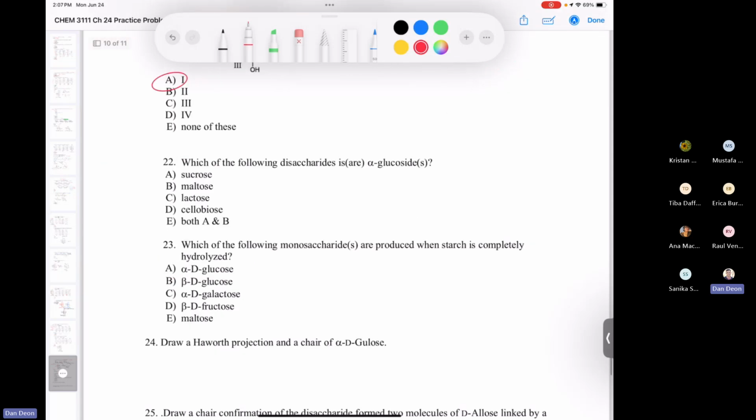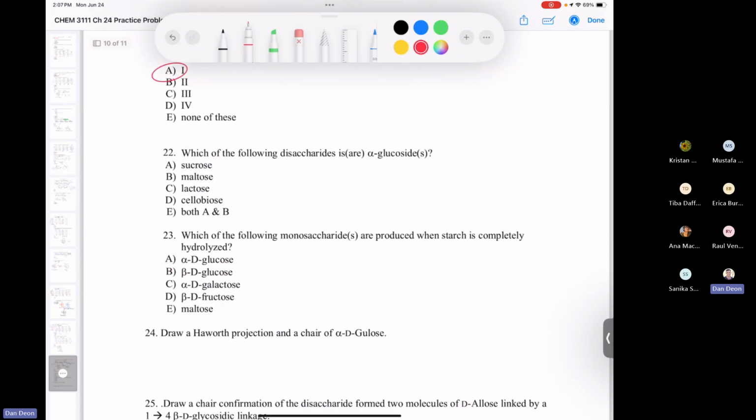All right, number 22. Which of the following disaccharides are alpha glycosides? If we're looking for an alpha glycoside, we're looking for an alpha 1,4 linkage. We talked about maltose, which had an alpha 1,4 linkage. Then we talked about cellobiose, which had a beta 1,4 linkage. Then we talked about lactose.